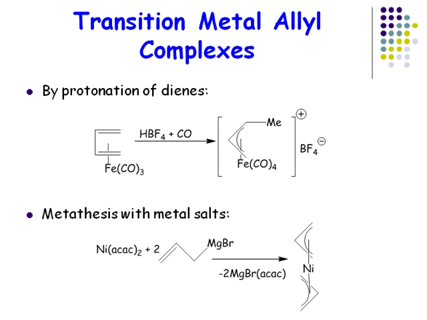Yes, this is the key point. Transition metals have occupied d orbitals that can do back donation of electron density. Main group elements don't. They don't have the orbitals that are occupied with correct symmetry to back donate into pi star orbitals. And so you won't often see coordination of alkenes to main group elements.